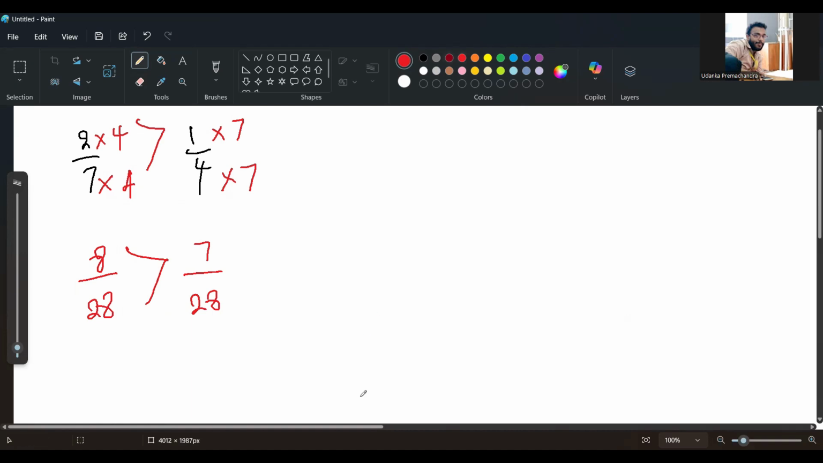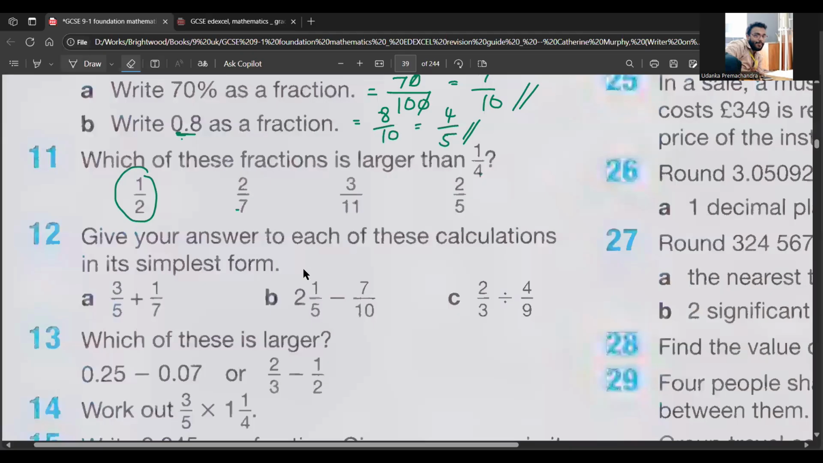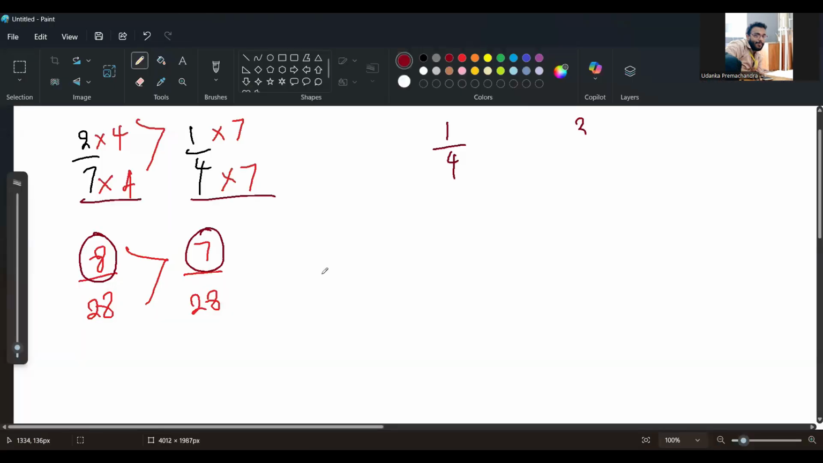First of all, consider common denominator. After that, you can think, if this numerator is a big value, it should be the larger one. So this one also you can consider as a larger value. Now think about this one. 1 over 4 and 3 over 11. What is the common denominator? It's 44. Yeah, think.